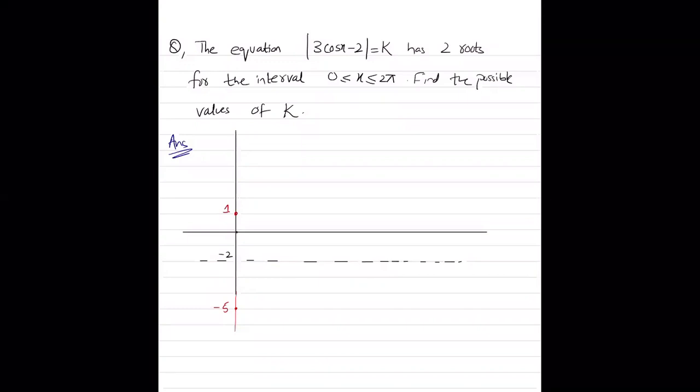This is 0. Let's say this is pi by 2. This is pi, 3 pi by 2, and 2 pi. So 3 cos x minus 2. It's going to start from 1. Then at pi by 2, it's going to go back to its mean position. At pi, it is going to go to -5. Then the mean position, then 1. So this is the graph that we are looking at.